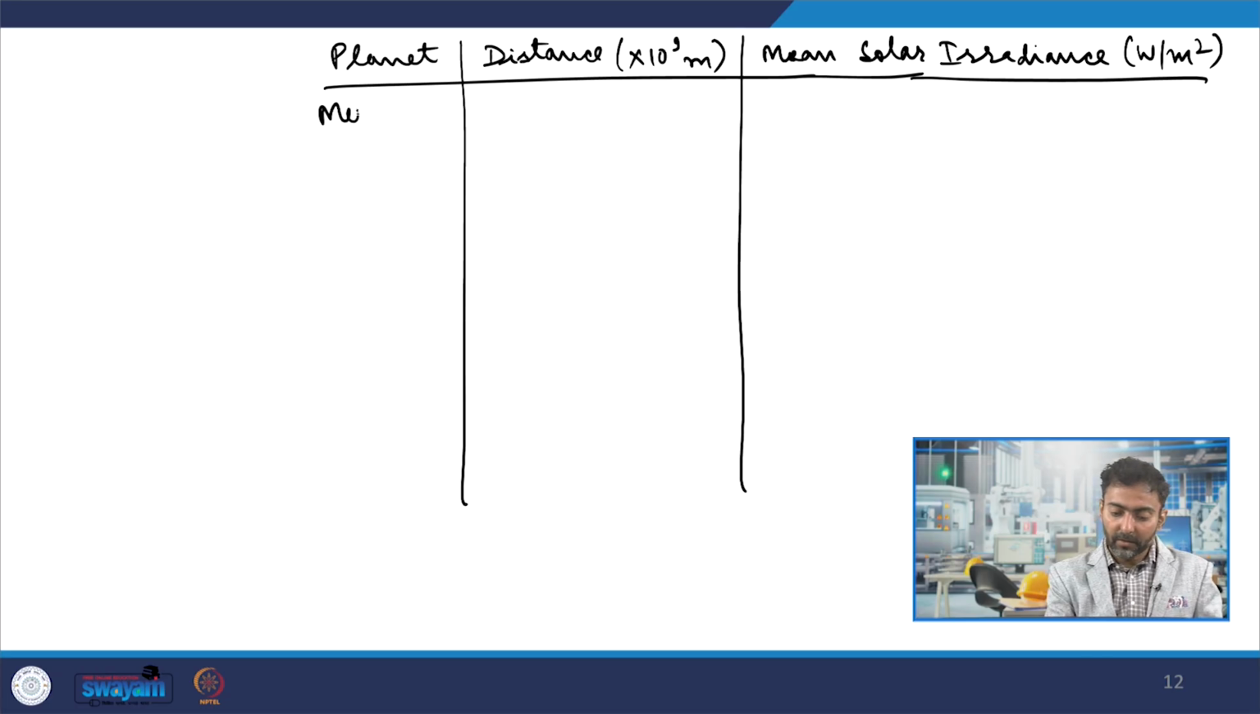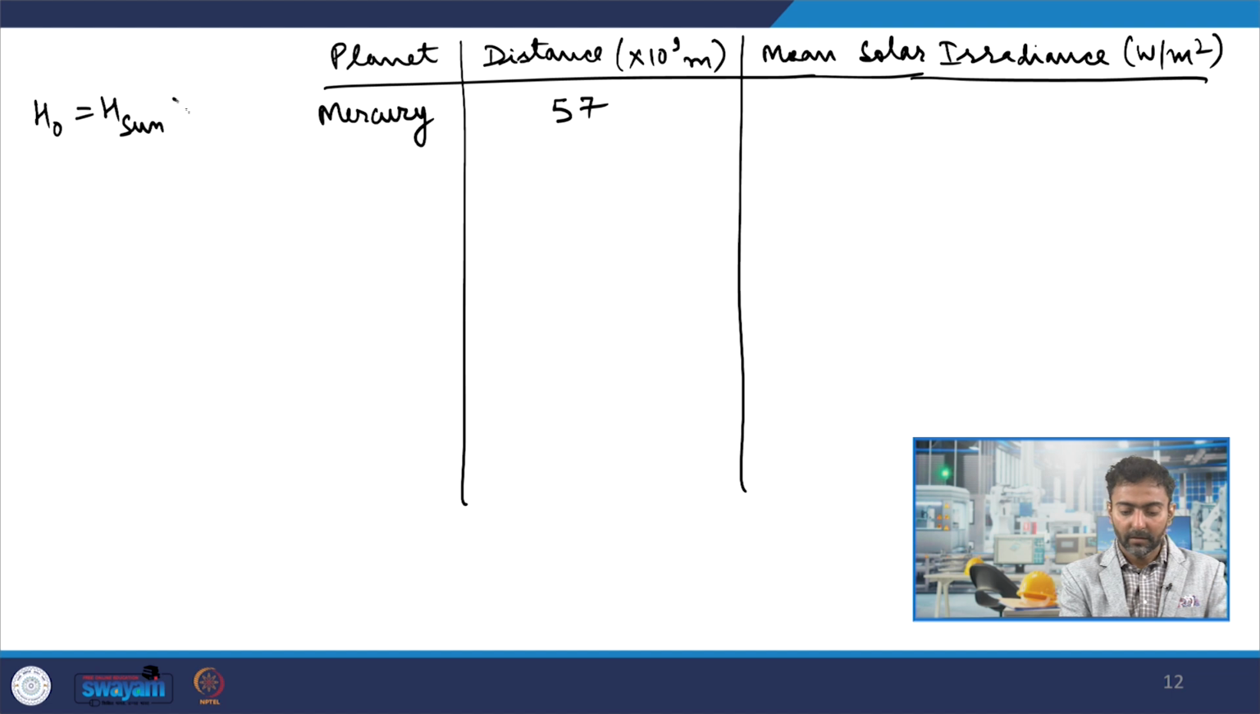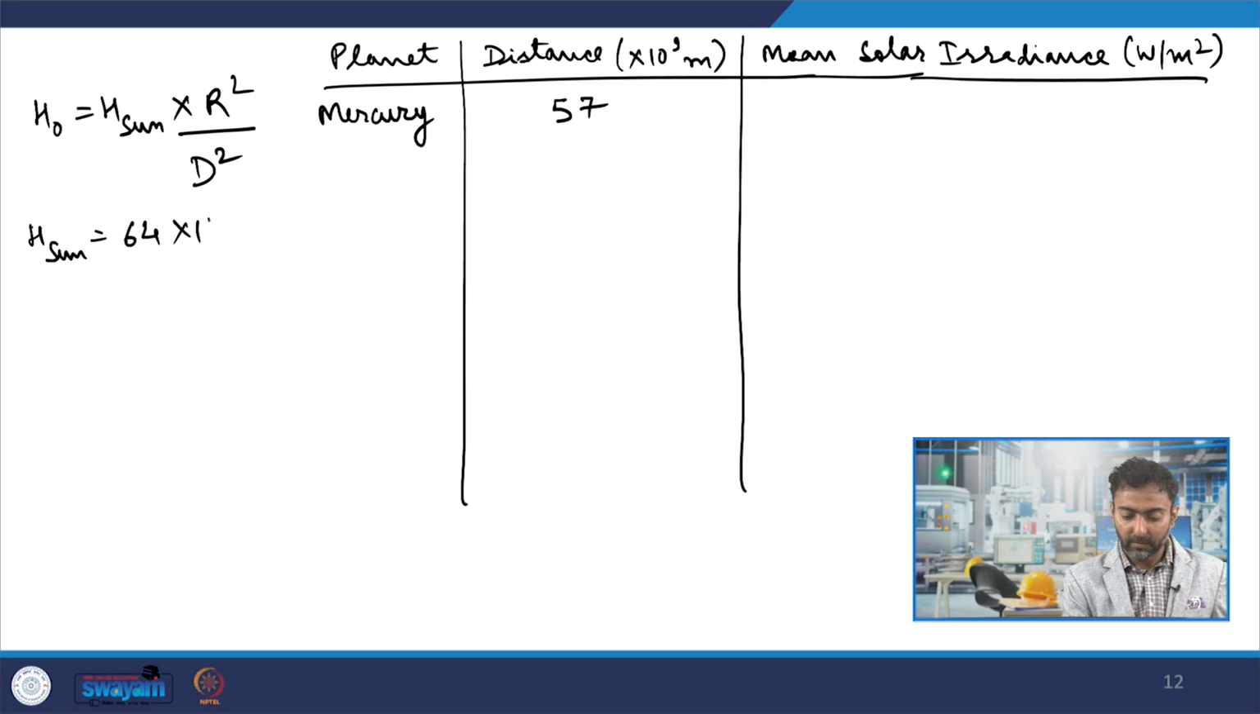So, first one, Mercury, that is at a distance of roughly around 57 into 10 to power 9 meters from the sun, and we use our same equation which we just now looked at. So, your H naught is nothing but H sun multiplied by r square divided by d square, whereas we just now saw H sun is nothing but 64 into 10 to power 6 watt per meter square.